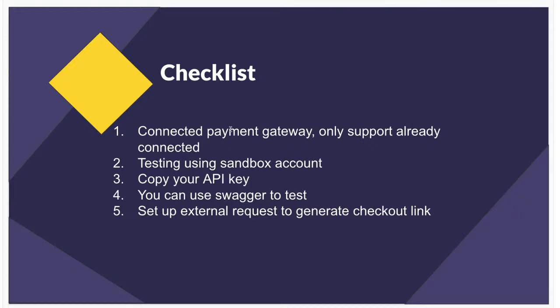Another thing is that there is a checklist. If anything is not working, you can check all these points. First, you need to connect payment gateways, at least one. The second is you need to use our API keys, which you can find in the license tab. And then you need to do an external request, and you need to have some bodies in the request. Okay, that's how it works.